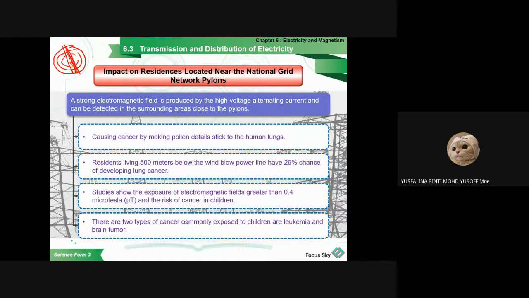Another thing is, if you build under the national grid network pylon, you already know that inside your house there is also current flowing. So there will also be a magnetic field produced, by the pylon and also by our house. So it will produce a force. This is why we don't build houses near the network grid, because of the electromagnetic fields.